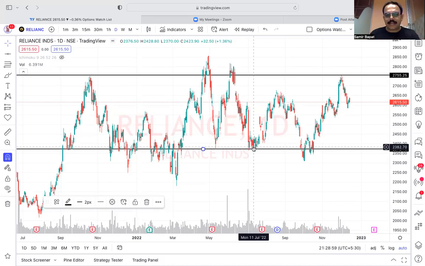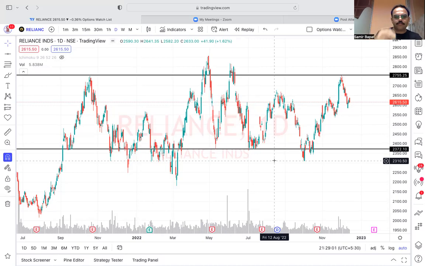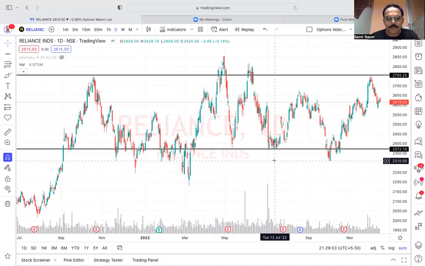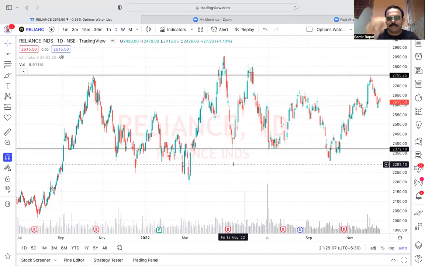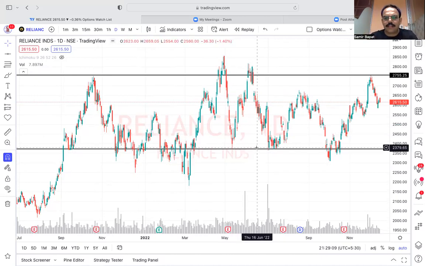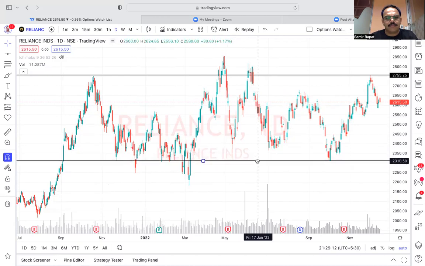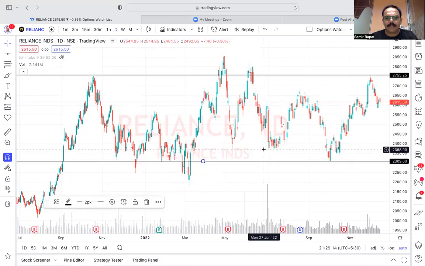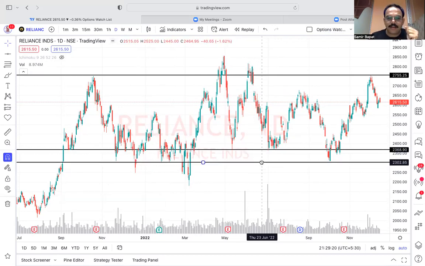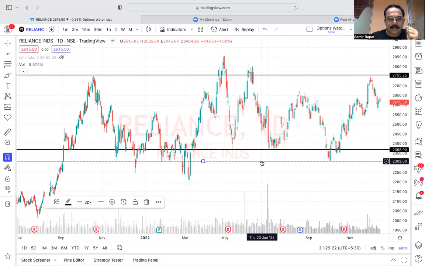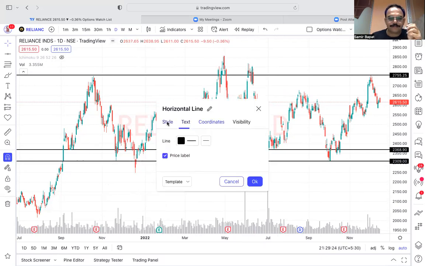Now the second challenge which comes when you are going to draw these lines is, how many of you are having this question in your mind? Samir, why have you drawn this line here only? Because I think the line should be here. Let's say I am drawing the line here. Few people might draw the line here. Okay, so I'll make it dotted.